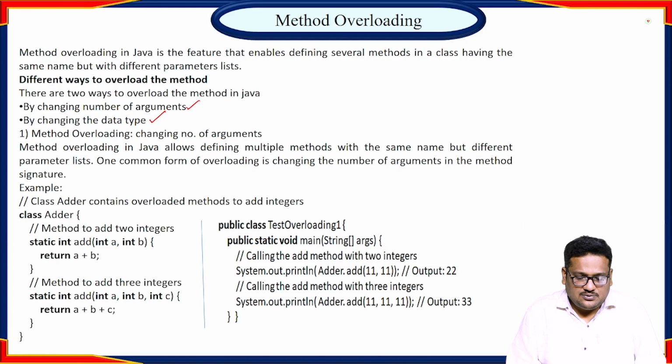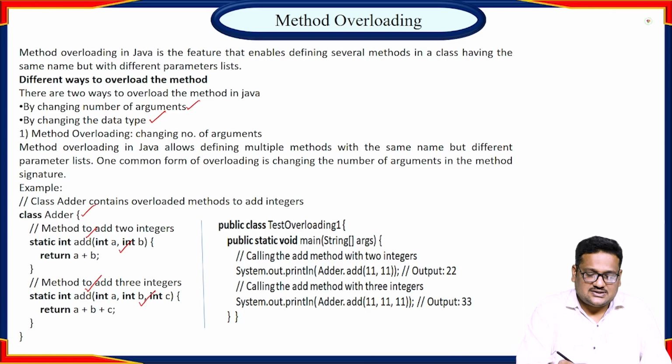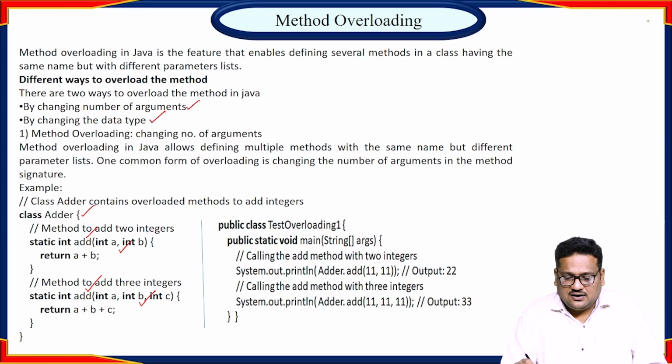If you see this example, this is the class called Adder. Here I am having a method called add, and here again a method called add. Since in the same class Adder I am having two methods with the same name, this is called the concept of method overloading. Here the parameters are two, A and B. Here I am having three parameters, A, B, C. So this is called the concept of what? Method overloading.